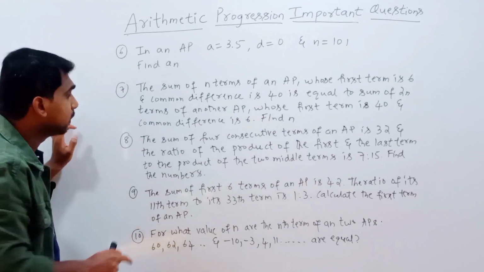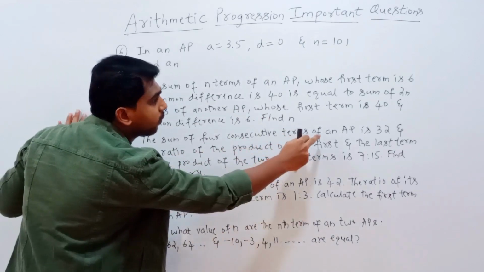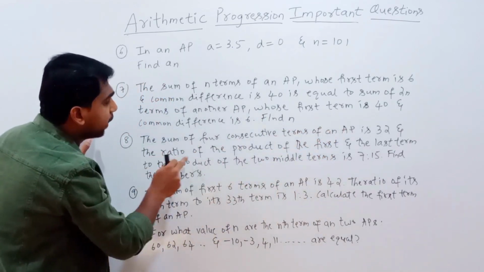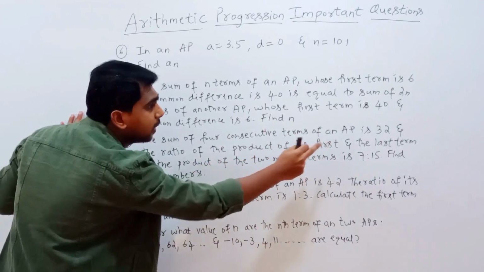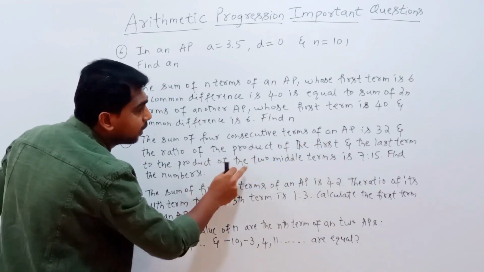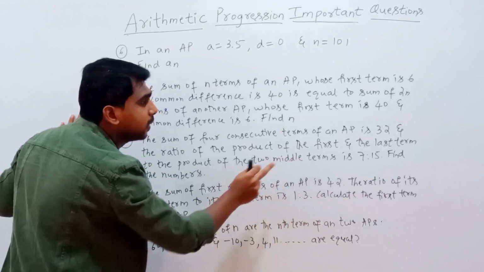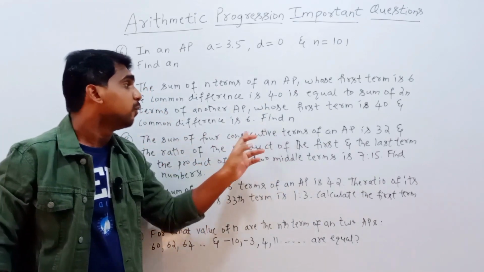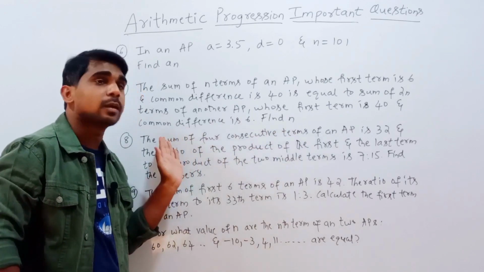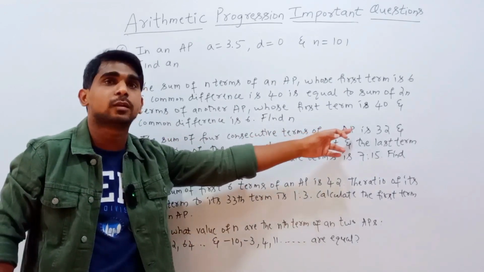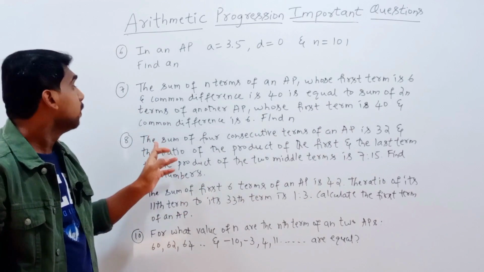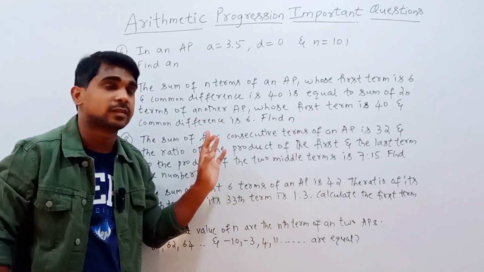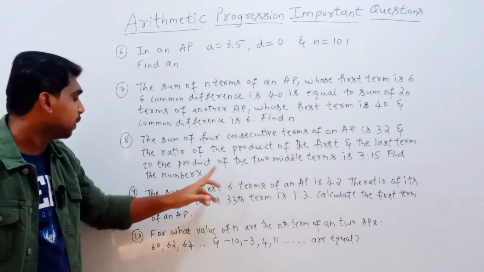Now 8th question. The sum of 4 consecutive terms of an AP is 32 and the ratio of the product of the first and the last term to the product of the 2 middle terms is 7:15. Find the numbers. Here they have given the 4 consecutive numbers, that is, the sum of 4 consecutive terms is 32. We have to find the value of the 4 consecutive numbers. This question is asked for 3 marks.